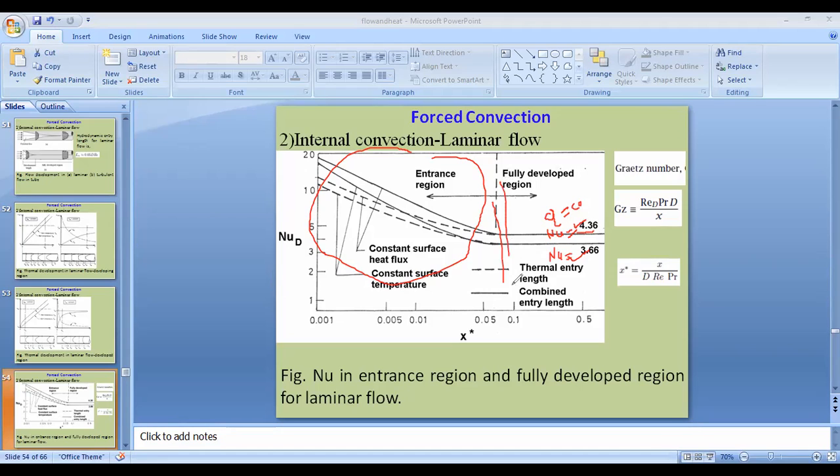But it is only for the developed region, when the flow is developed, when the thermal boundary layer is developed. If it is not developed, then it varies like this. Okay. So we have to use some relations. We use the Graetz number and then we calculate. For the entry region, we use some correlations.